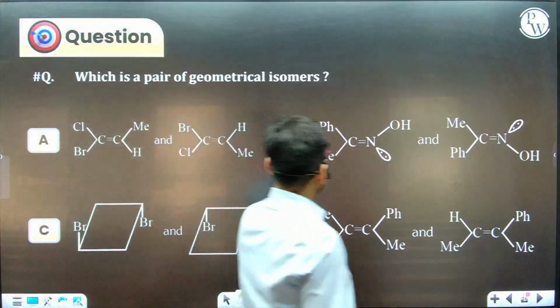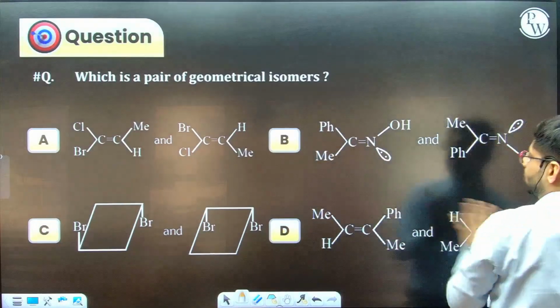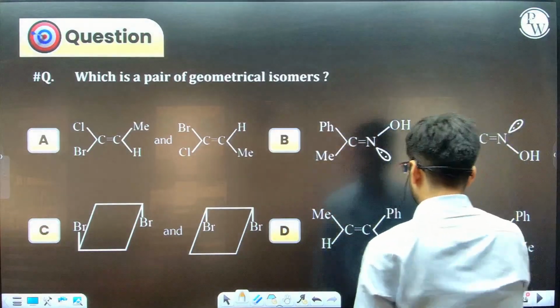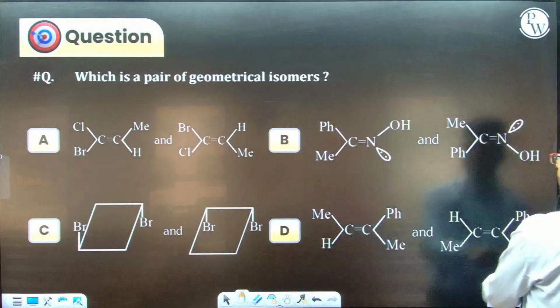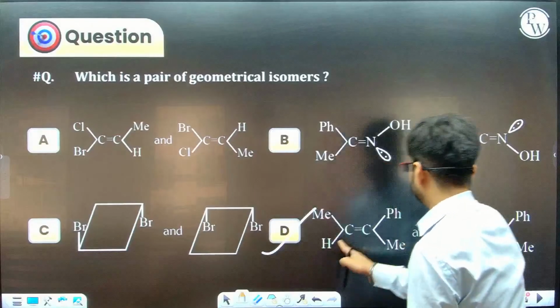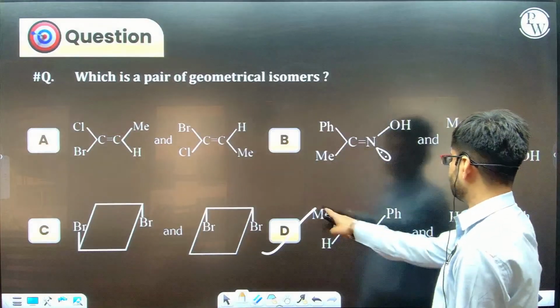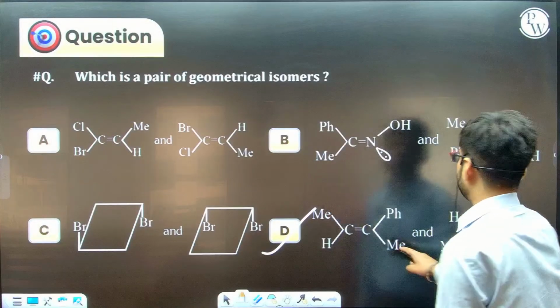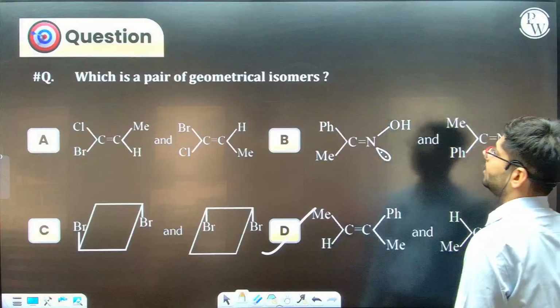Here Ph and OH are on the same side. Here also Ph and OH are on the same side. So they are not geometrical isomers. Let's look at D here. Me are on opposite sides. Here Me are on the same side. Yes. So this and this are geometrical isomers with respect to each other. This is trans because 2 identical groups are lying opposite to each other. This is cis because 2 same groups are lying on the same side. So D is the correct answer.